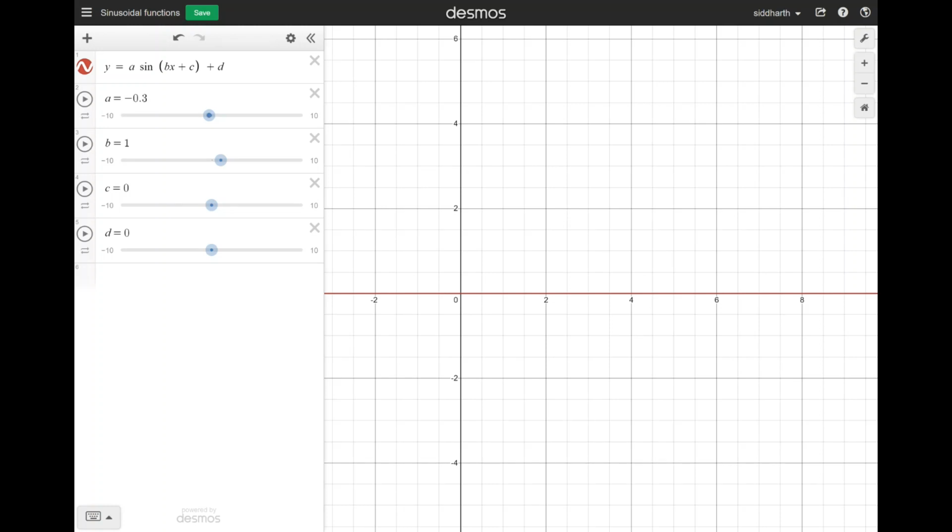And if a is negative, we can see that the graph has been reflected across the x-axis. So this means that the value of a affects the amplitude of the function, and that a negative a will lead to a reflection across the x-axis.